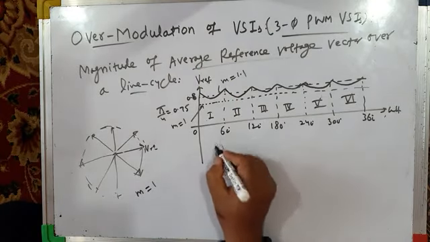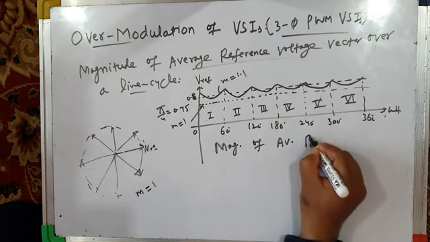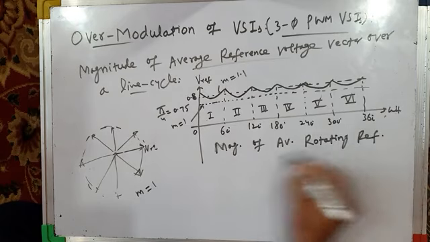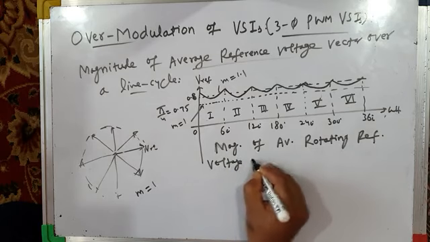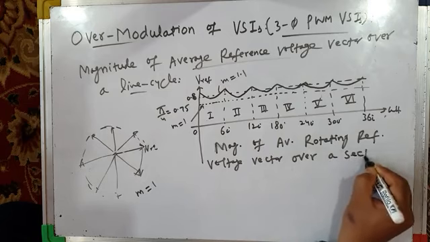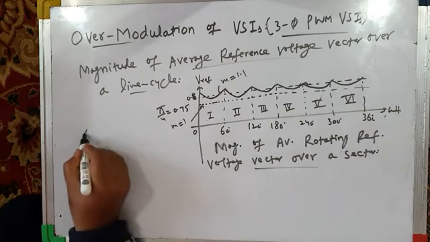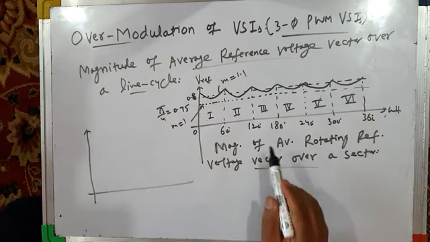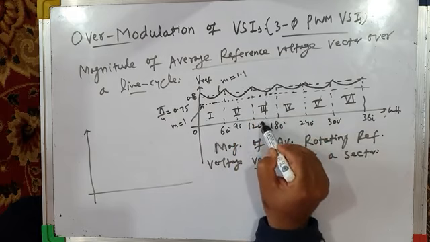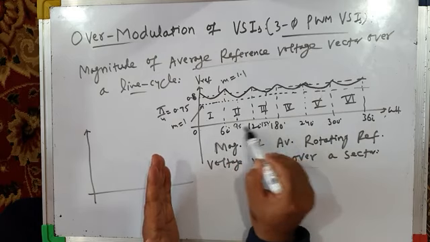So I will write here: magnitude of average rotating reference voltage vector over a sector, not a complete line cycle. You can take one sector and see how it varies in one sector. For example, you can take 90 degrees, 90 plus 60 is 150 degrees. You can take 0 to 60 degrees, or I am taking 90 to 150 degrees.